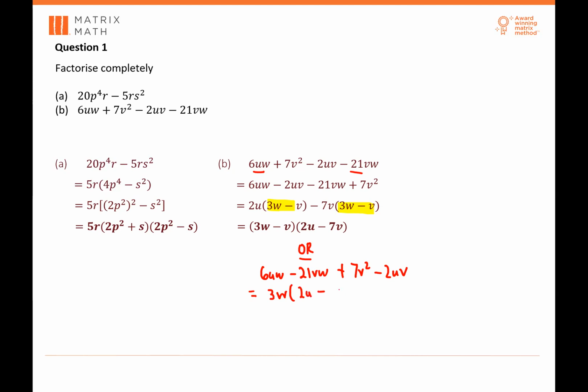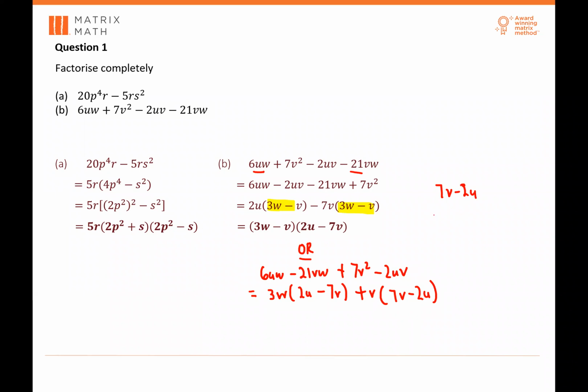You're left with 2U minus 7V. Now for the next term, if I choose to take out my V, because V is a common factor, I'm left with 7V minus 2U. But you see over here, the terms inside your brackets are different. This is 2U minus 7V. This is 7V minus 2U. So what do I do? I must change this 7V minus 2U. You want to make this become your 2U minus 7V.